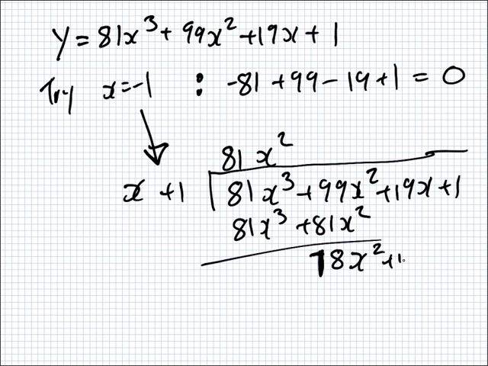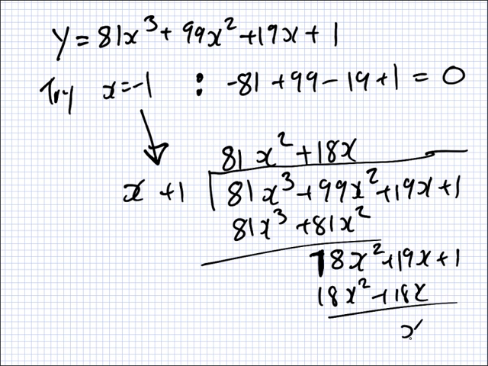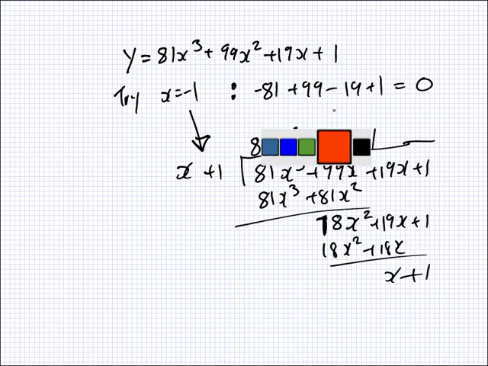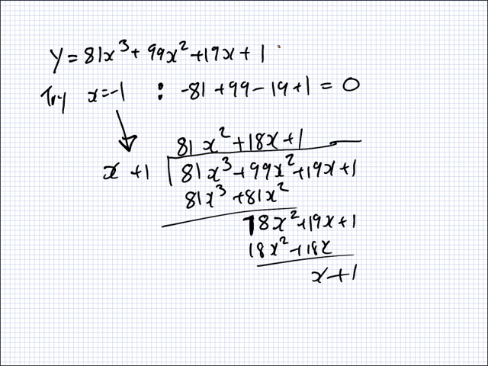18x squared plus 19x plus 1. Plus 18x, is that right? 18x squared plus 18x. Alright, good. So you're left with x plus 1, isn't it? Plus 1. Okay. So what are the three factors here? The first one we got by guessing. It's x plus 1. And the factors for this are 9x plus 1 and 9x plus 1.